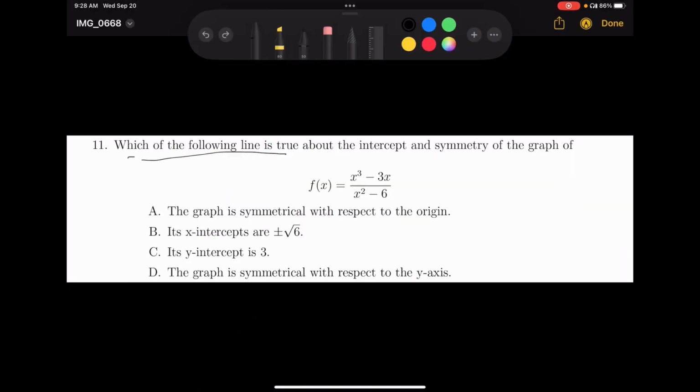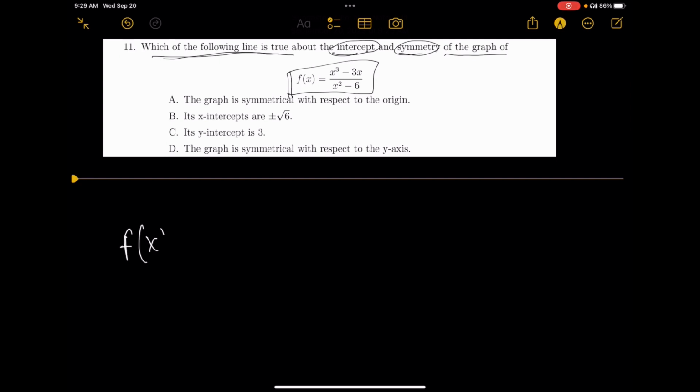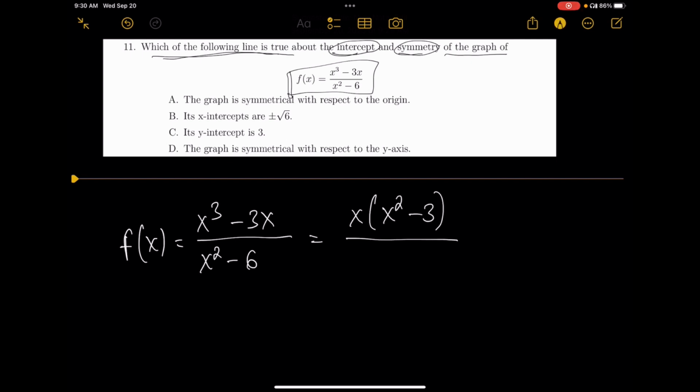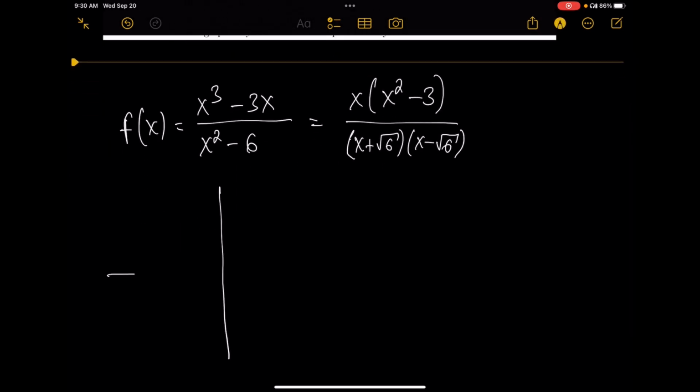Okay, one of the following line is true about the intercept and the symmetry of the graph of this function. Okay, መጀመሪያ ፈንክሽኑን እንመልከት እስቲ፣ ፈንክሽኑ ምን አይነት ፈንክሽን x cubed minus 3x over x squared minus 6. ከኒውመሬተር x ባወጣ x squared minus 3 ማለት ነው over x squared minus 6 ደግሞ x plus square root of 6 times x minus square root of 6 ብዬ መጻፍ እችላለሁ denominator. ለዛ ፈንክሽኑን ዝም ብዬ ፕሎት ባረገው it would have vertical asymptotes at square root of 6 and negative square root of 6.